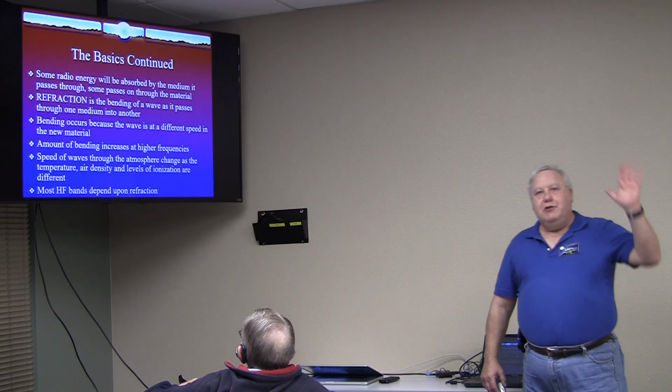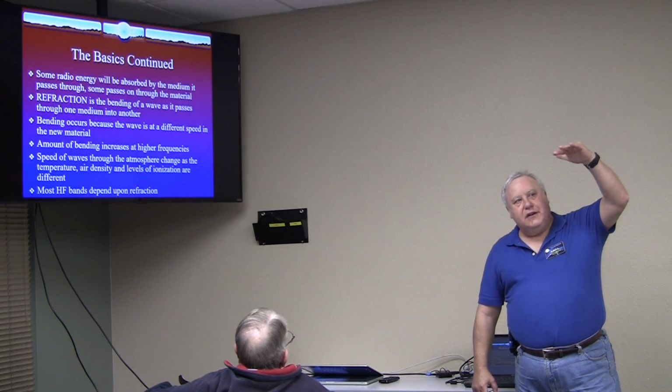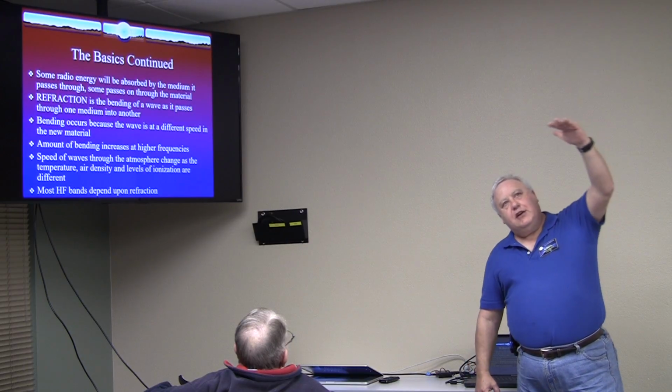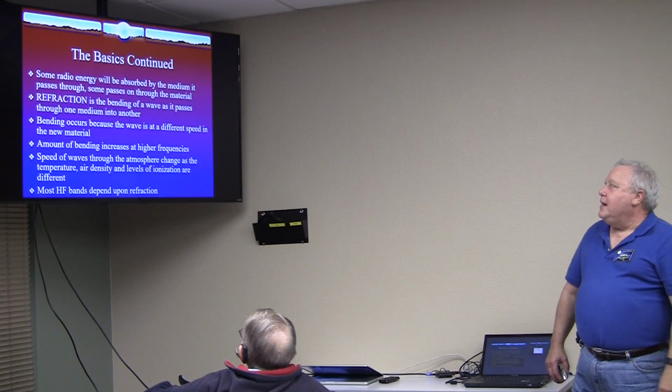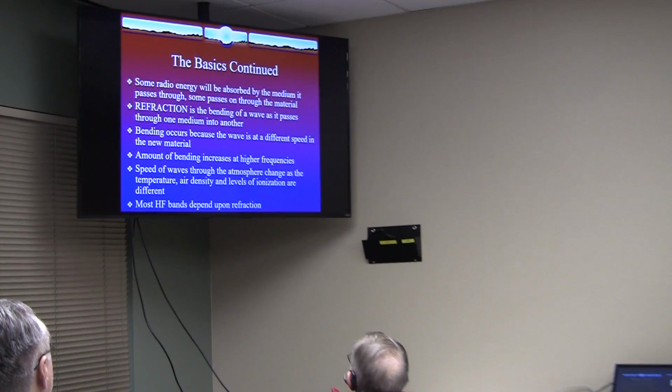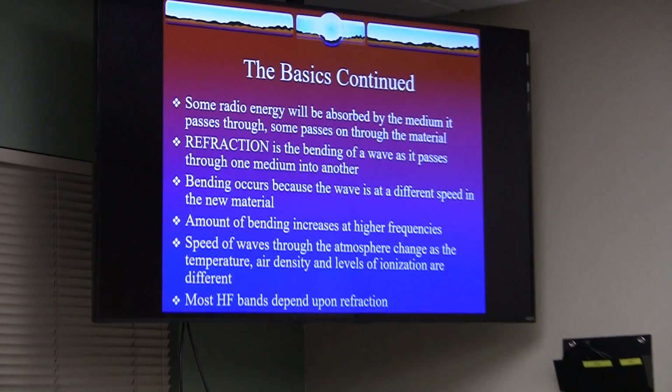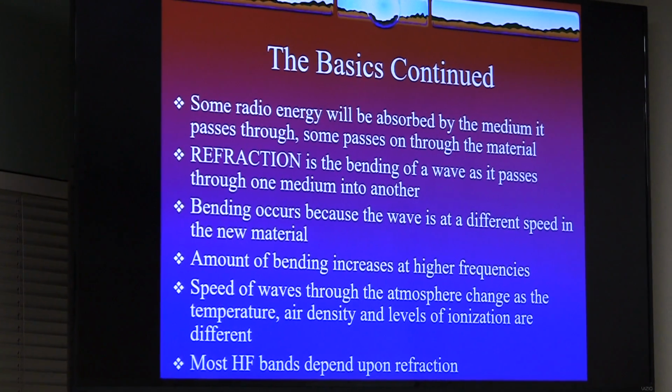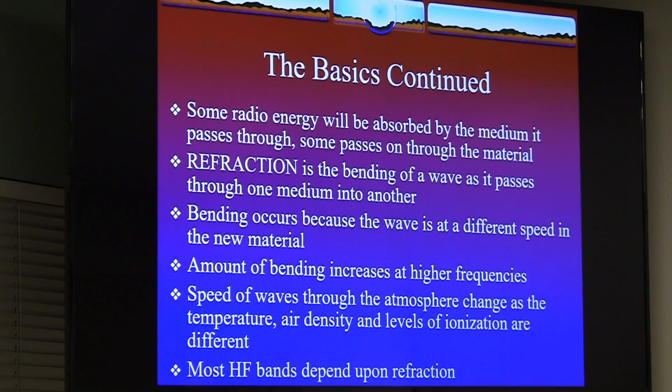Refraction is really what's happening when you're dealing with HF frequencies and the ionosphere. You're not reflecting, you're refracting. It goes up and then it curves and comes back down again. And I'll show you an example of that. Bending occurs when the waves hit different speeds. So different things absorb and refract at different speeds. Just like if you look at a light going into a glass of water, sometimes you'll see the light bend. That's bending. And the amount of bending increases at the higher frequencies. So you've got to take that into consideration. The speed of waves through the atmosphere changes with density and ionization, and HF bands depend upon refraction. VHF, UHF is line of sight, or ground wave possibly, but HF is all about refraction.